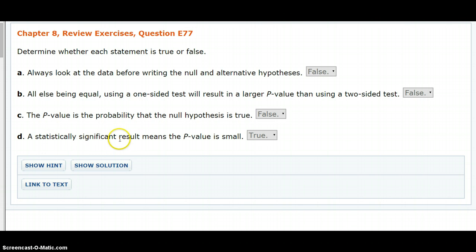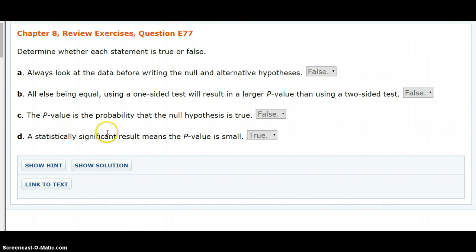A statistically significant result means that the p-value is small. Yeah, this one is pretty much true. So it means that it's smaller than whatever we decided to set up as our level of significance. So before we even collected the data, before the researcher collected the data, they set up a level of significance, an alpha level, that was their cutoff level. And if their p-value is below that, then they're going to reject the null hypothesis and they will have a statistically significant result.